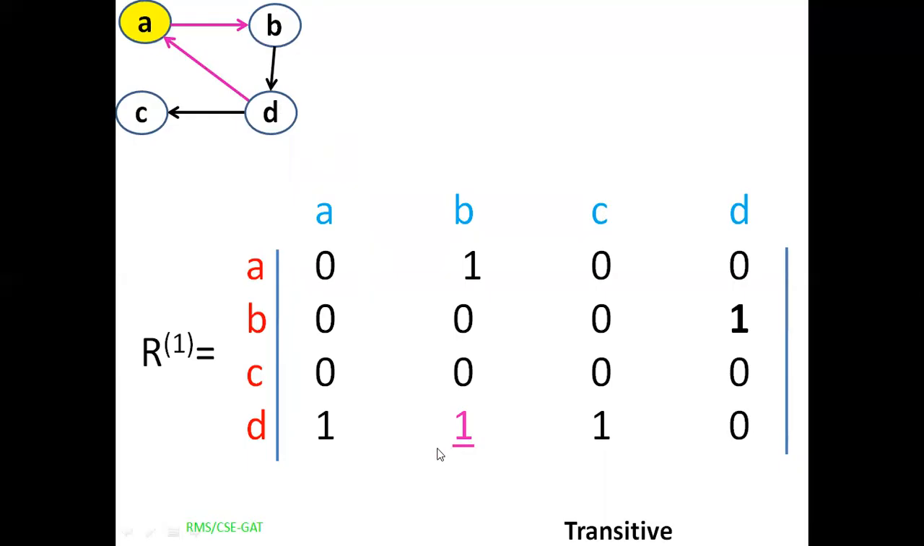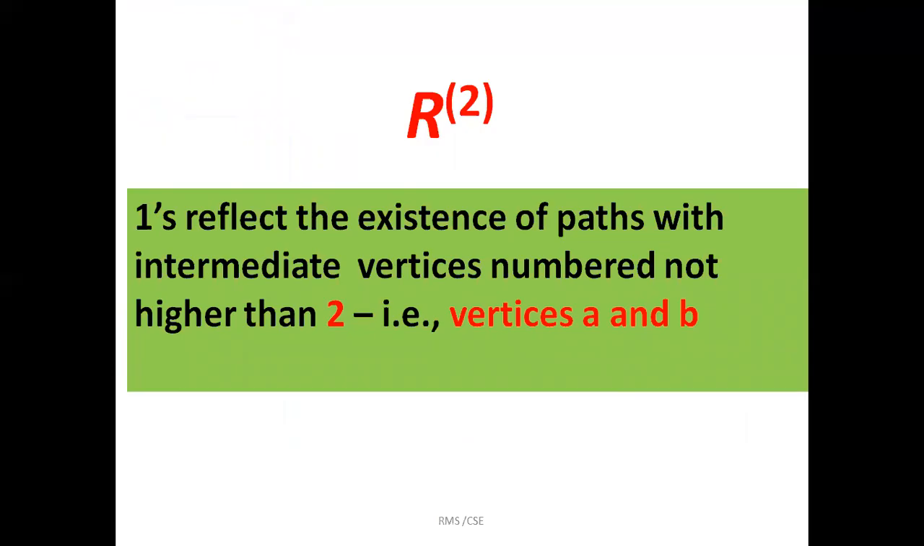So now the next step is to find R power 2. What is R power 2? Here R power 2 is a Boolean matrix where ones reflect the existence of a path with two intermediate vertices. Means the number of intermediate vertices should not exceed 2, maximum 2 we can have. So I can have 0 intermediate vertex, 1 intermediate vertex, or a maximum of 2 intermediate vertices. Those intermediate vertices may be either A or B, or we can have both A and B as intermediate vertices from source to destination.